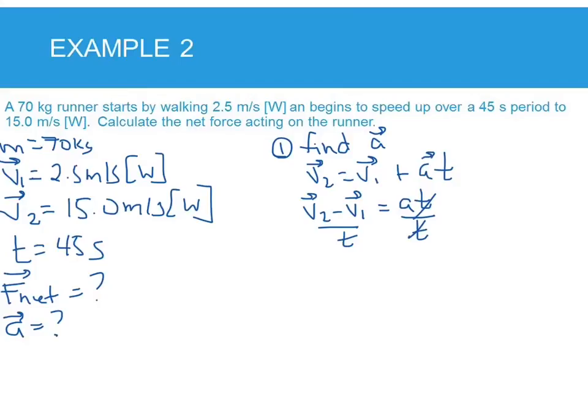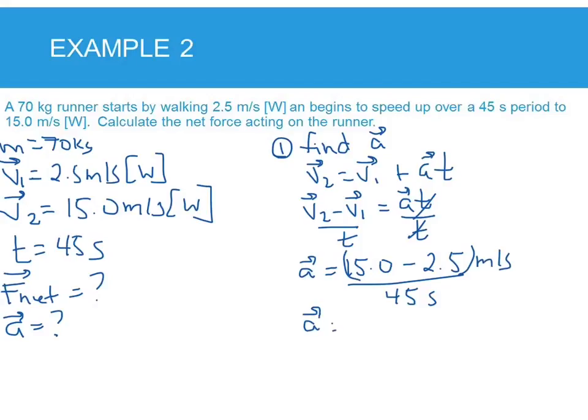So I'd rather you use that than revert back to using one of the simple formulas, just in case you should be using one of the 5 equations. So let's go ahead. I'm just going to flip it around, but I'm going to put my information in at the same time. So we're going to do 15 minus 2.5 all over 45 seconds. So this is meters per second.